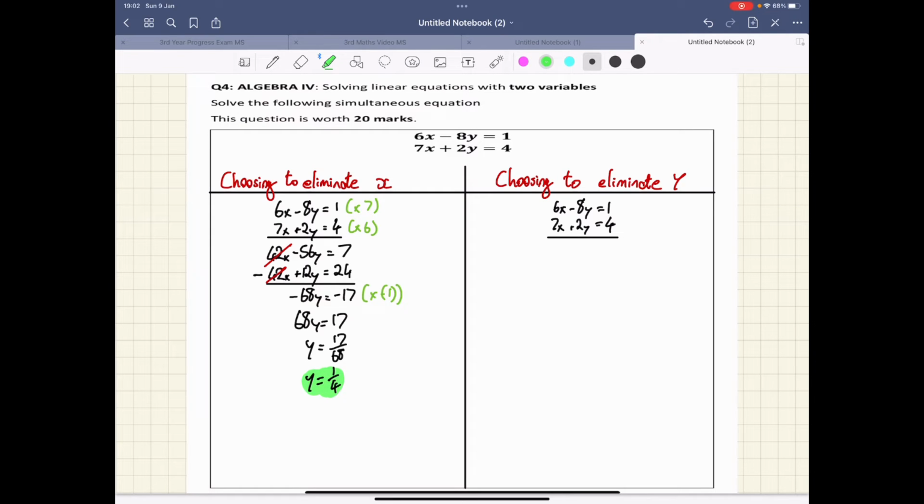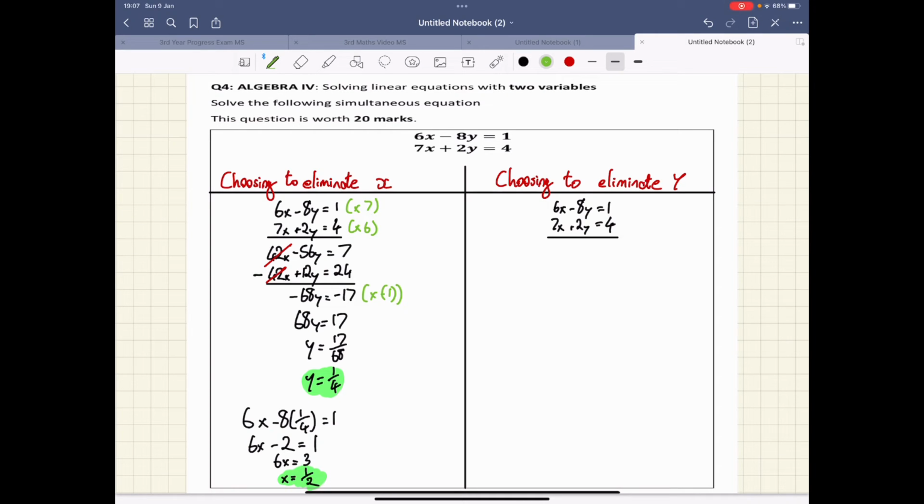Now that we know the value of y, we can choose an original formula to use to find the value of x. So let's take the top one: 6x minus 8 times, not y, we have a value for y, 1 over 4, is equal to 1. So 6x, 8 times a quarter just gives me minus 2, is equal to 1. Using algebraic manipulation, I want to get rid of this minus 2 by adding 2 to both sides, which gives me 6x is equal to 3. x is equal to 3 divided by 6, which is a half.